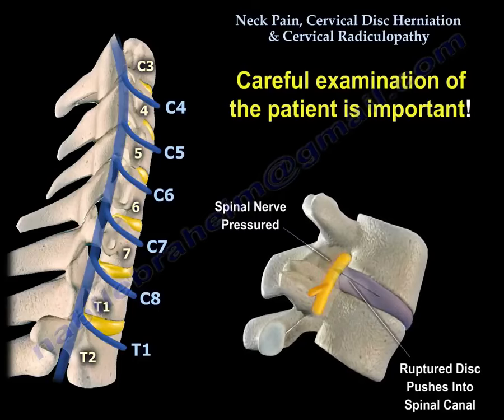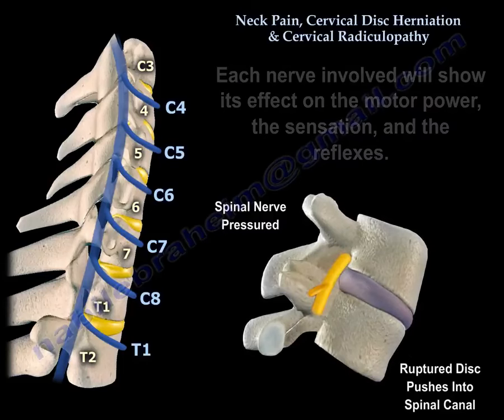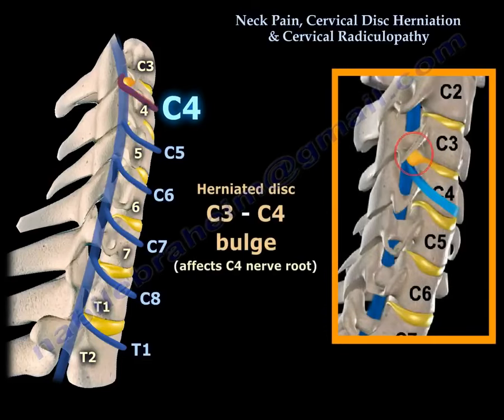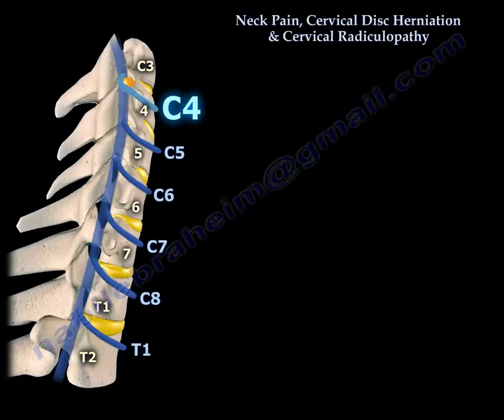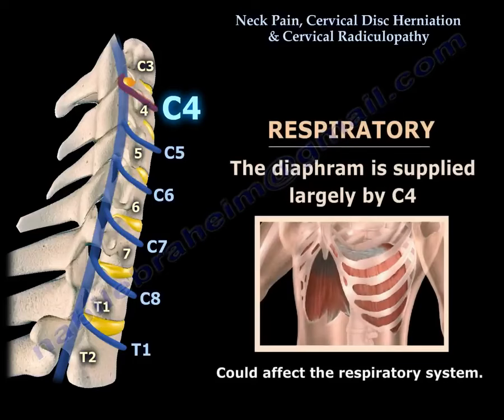Careful examination of the patient is important. Each nerve involved will show its effect on the motor power and on the sensation and reflexes. So if you have a C3, C4 bulge, that will affect the C4 nerve root. That will give you some sensory deficit around the shoulder area as seen in the diagram. The diaphragm is supplied largely by C4, so it could affect the respiratory system.